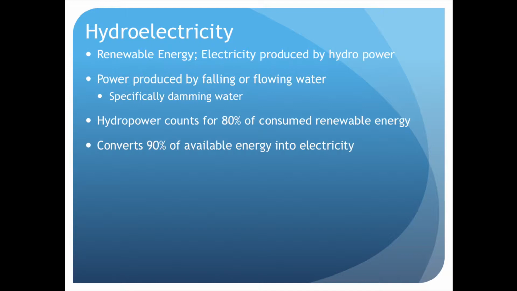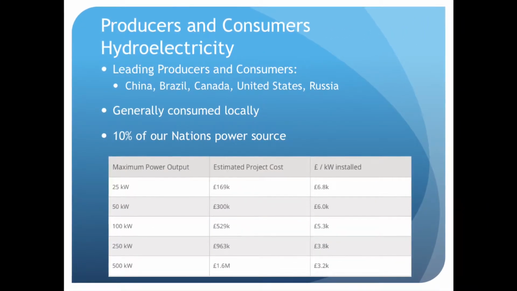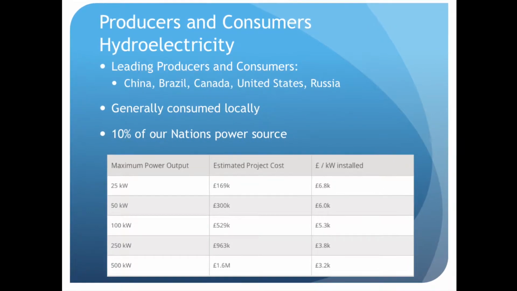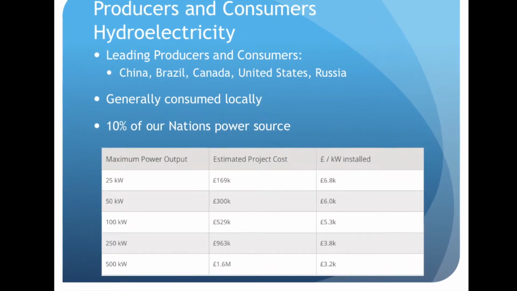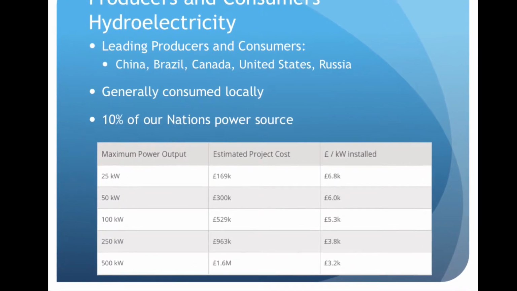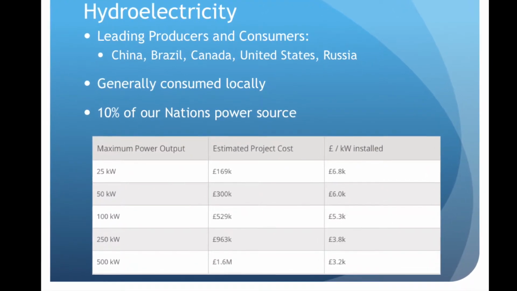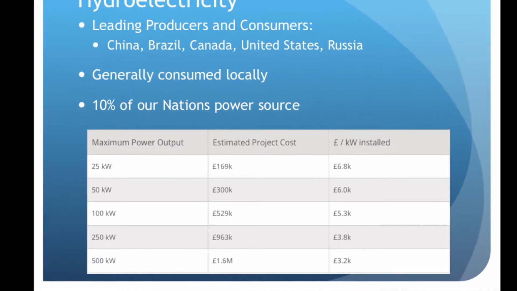Hydropower accounts for 80% of consumed renewable energy and converts 90% of available energy into electricity. Used and consumed locally, meaning the leading producers are their own leading consumers. So there's China, then Brazil, Canada, United States, and Russia are the top 5 producers and consumers of hydroelectricity.